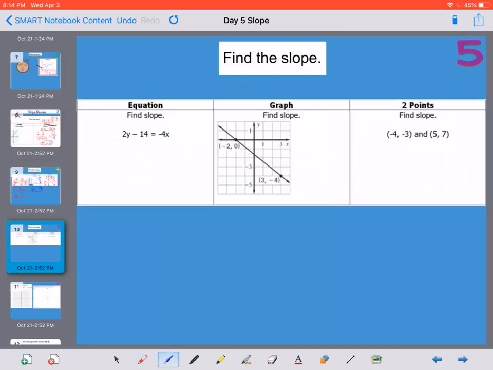Alright, I want you guys to try these 3. Use the skills that we've just been using. Put this first one into y equals mx plus b. Use the rise over the run for this one. And do y2 minus y1 over x2 minus x1 for that one.